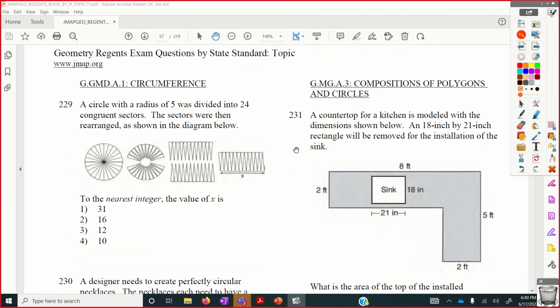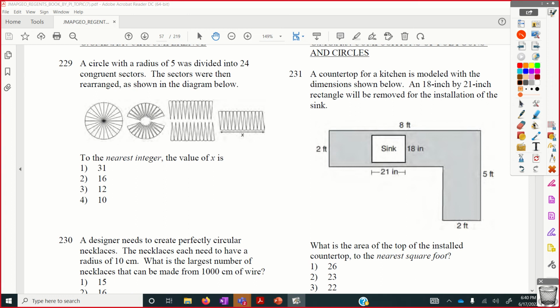Okay, they've done some circumference questions. This question was about circumference of a circle. It's kind of a weird one. Essentially, you dissect this: a circle of radius 5 was divided into 24 congruent sectors. The sectors were then rearranged in the diagram below. They want to know the value of x. So if you're looking at what x is here, x is the bottom of these triangles. That's the bottom of these triangles. We put it together. That's just the bottom of the circle here, which is just half of the circumference.